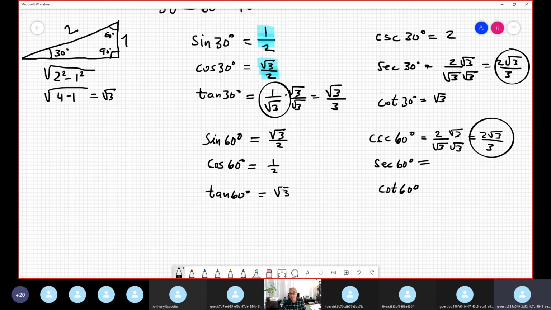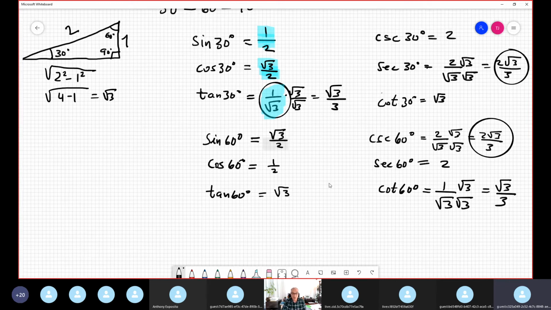Secant 60 degrees, I suppose it's 2. It's exactly the same as the cofunction of 30 degrees because it's the complementary angle. And cotangent 60 degrees is the tangent of 30 degrees, this guy. Using the cofunction idea. However, if I don't remember, no problem. You flip it, 1 over radical 3, rationalize, radical 3 over 3.